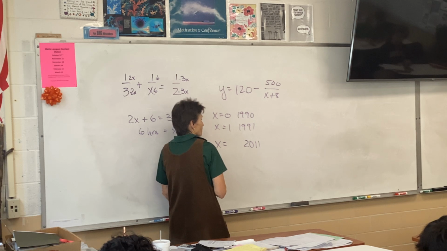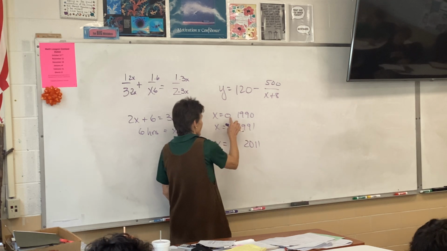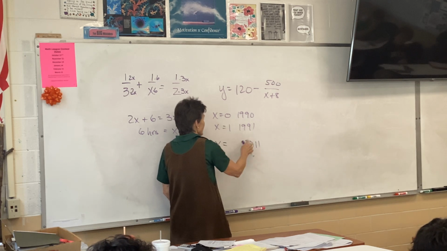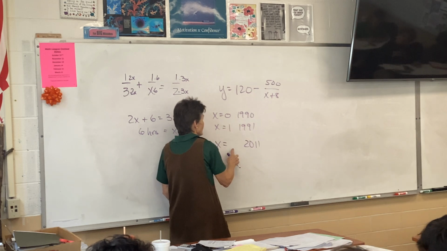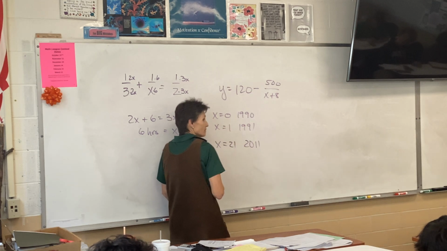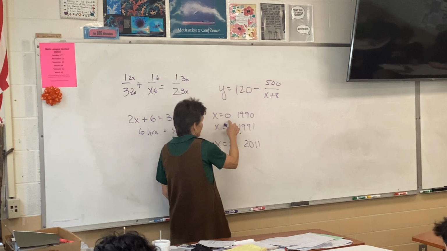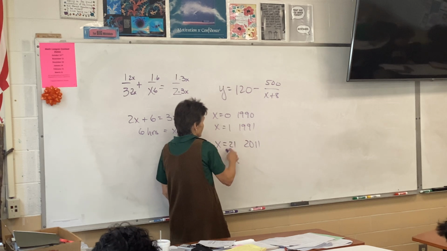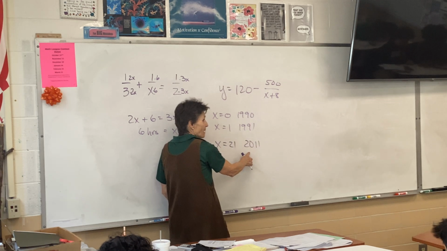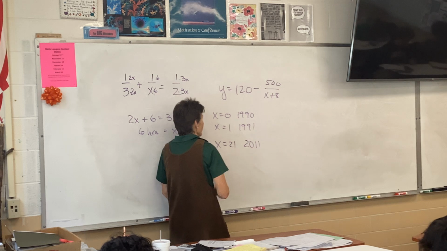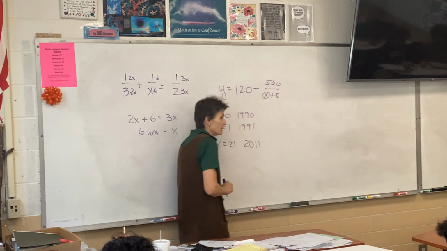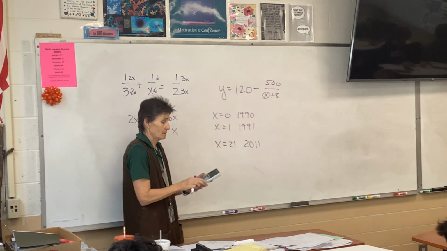21. No, it's 20. 21. Yeah, it's 21. Okay, add 1 to get 1991. What do I add to get 2011? 21? Is that math correct? Okay.